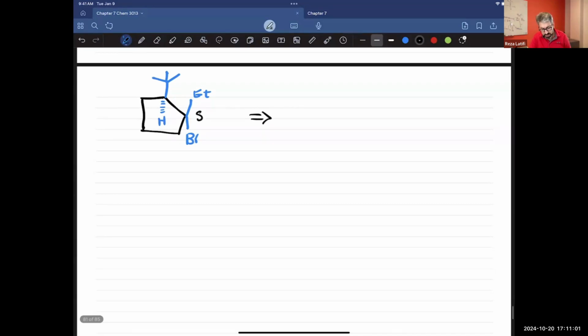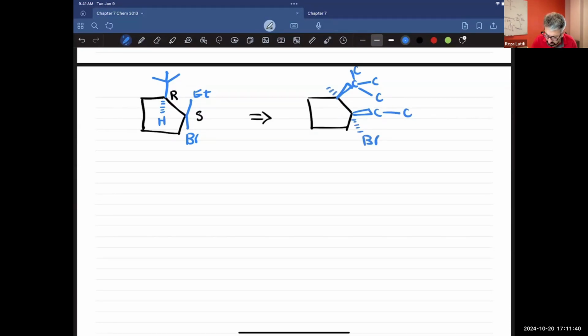If I look at it from that side, I get 1, 2. Yes, it's S configuration, and here we have 1, 2, 3. That's going to be R configuration. This is equal to, if you draw the molecule this way, the tertiary butyl pointing up. This is the tertiary butyl, attached to 3 carbons. And the ethyl also is pointing up. This is the ethyl. And the bromide is down here, and hydrogen is there. So you can say this one is up and that one is also up.